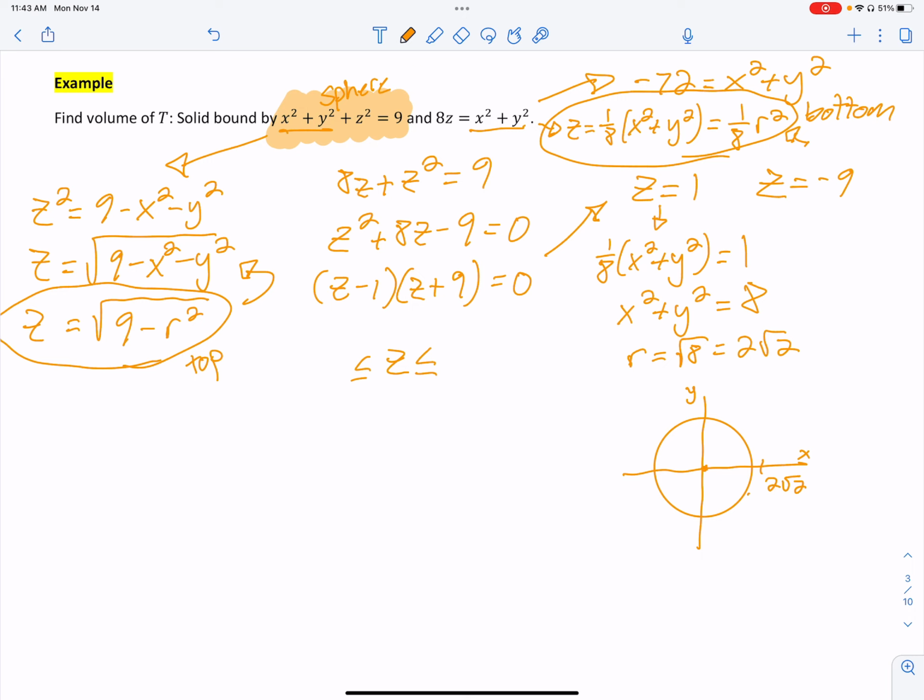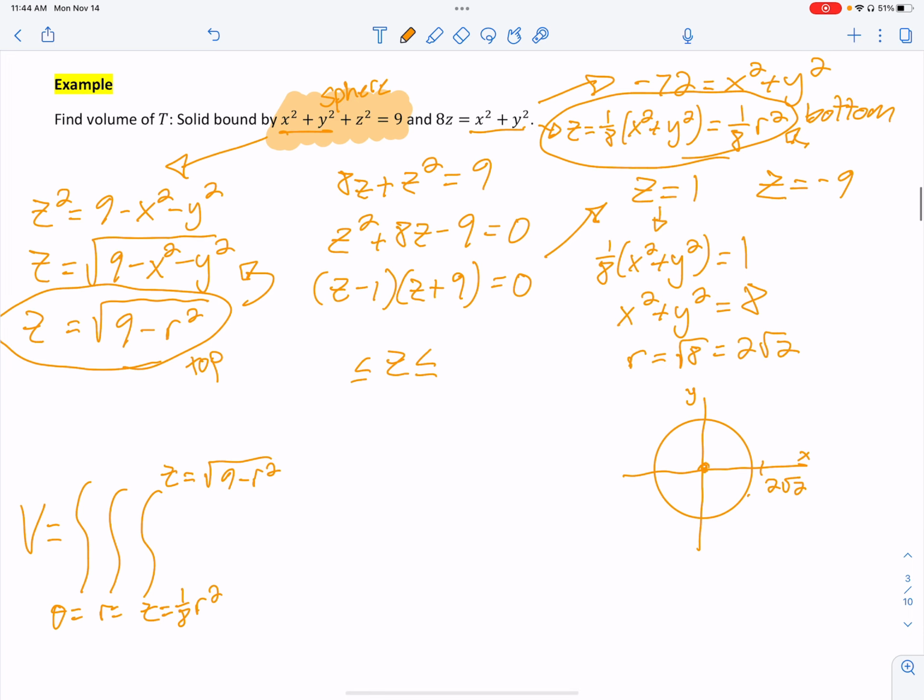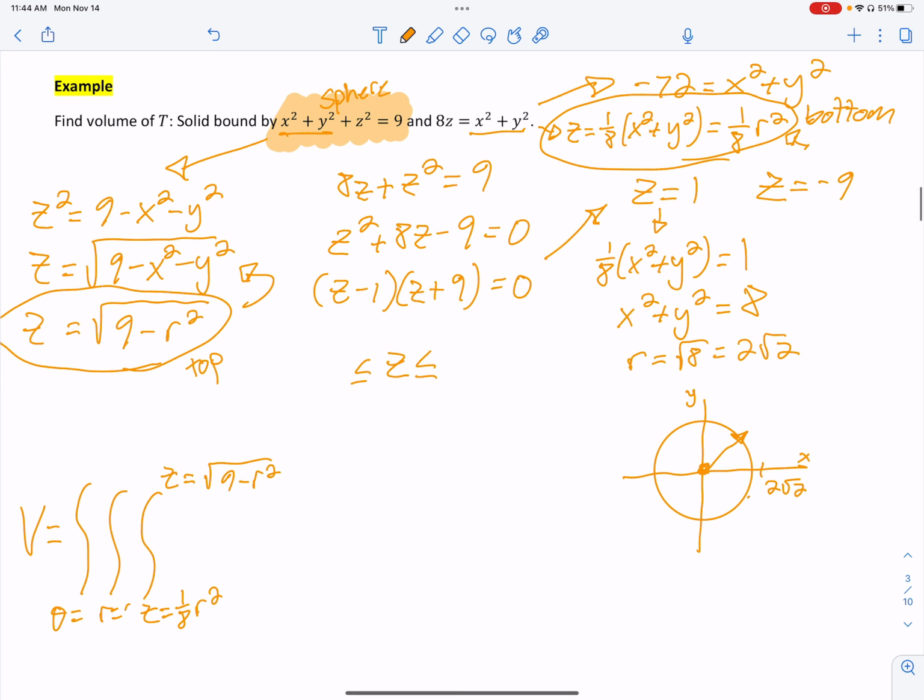So let's set this up. For the volume, I got my triple integral. I got theta equals, r equals, and z equals. Z is caught between 1/8 r squared and square root of 9 minus r squared. I have this picture to help me with r here. R is between 0 and 2 root 2. And then theta goes all the way around, 0 to 2 pi. Inside my argument, it's volume, so it's just a 1. And then I get r dz, dr, d theta.